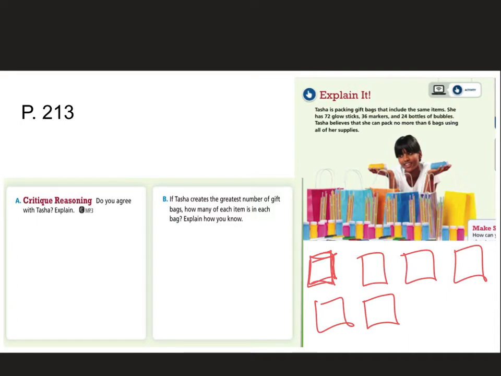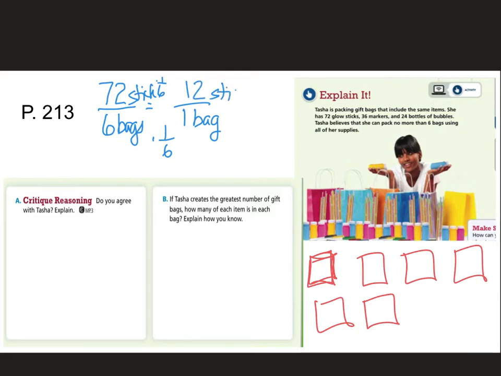Okay, so you're back. Let's say I stick with this 6. It means I would take these 72 glow sticks and divide them into 6 bags. So each bag would have, or we can multiply by 1/6, right? Do it the way we did it before. Times 1/6, and we would get 12 glow sticks in each of these bags.